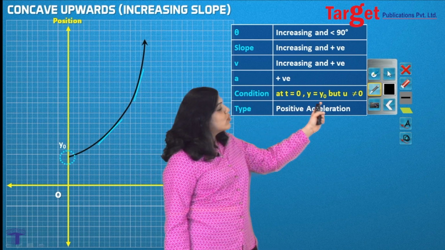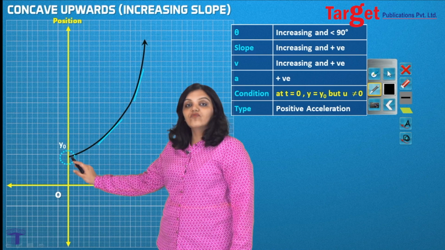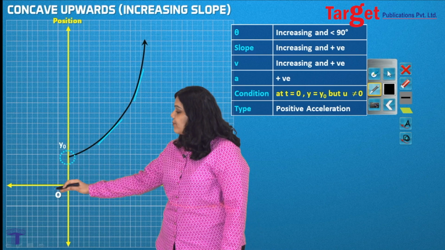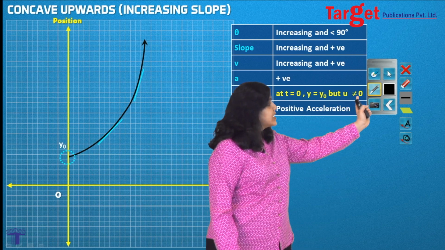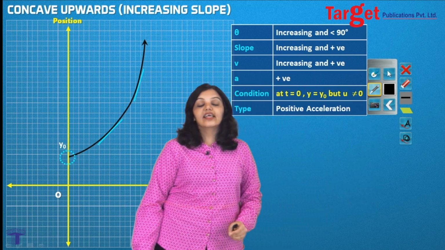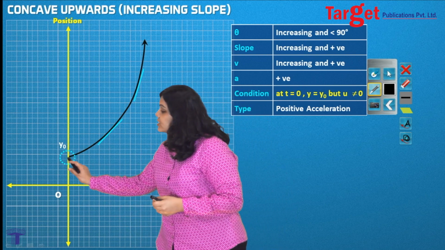At t is equal to 0, y is equal to y naught. It is at some point above the origin, at some value y naught. And this is the other difference, that u is not equal to 0. Let me remind you, u is the initial velocity, that is velocity at the initial point.